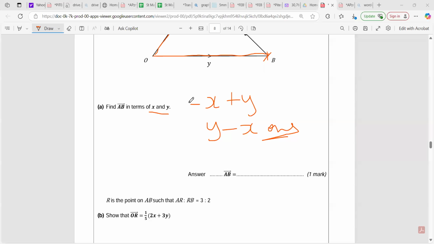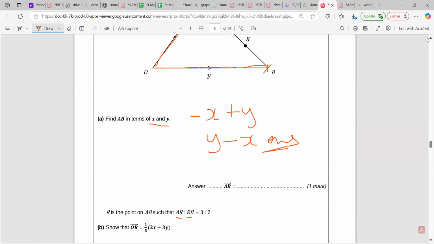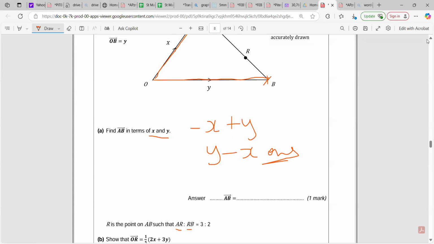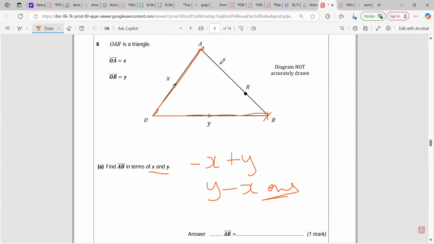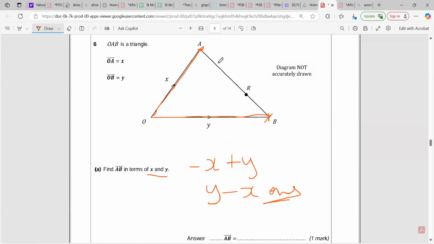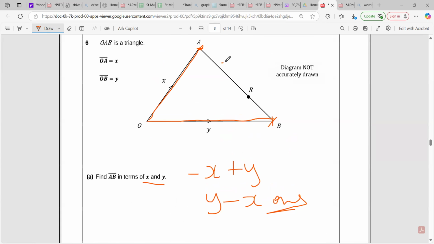Yeah. All right. So they say R is a point on AB such that AR to RB is 3 to 2. Drop on that information there, guys, as you read it. So they say from A to R is 3. Literally, that's what they mean. 3 to 2, right? So this is a bit 3 and this 2. And they want us to prove that OR, from O to R.